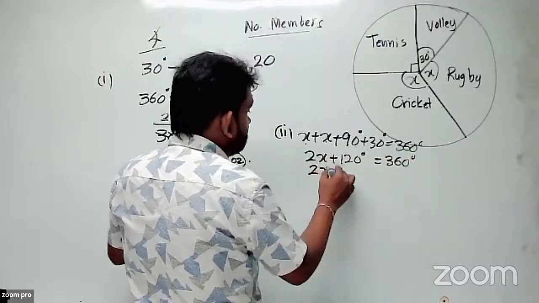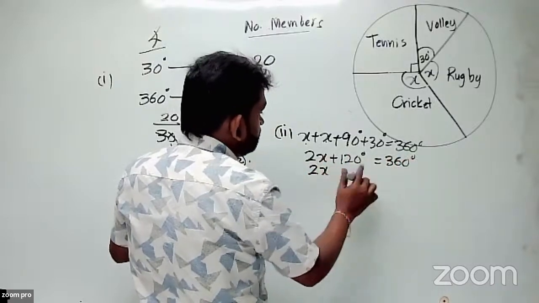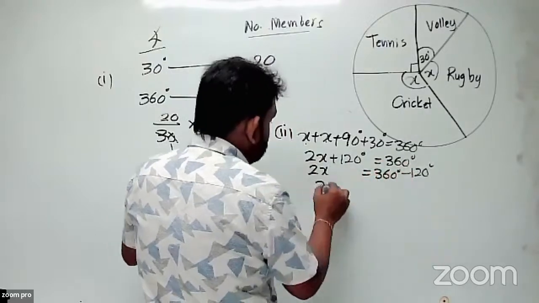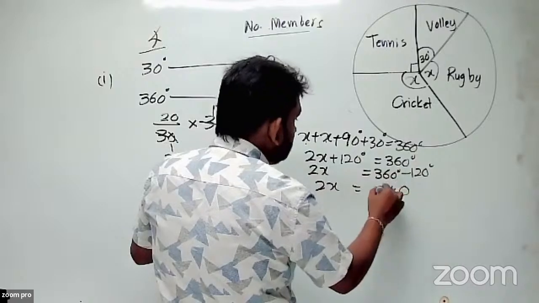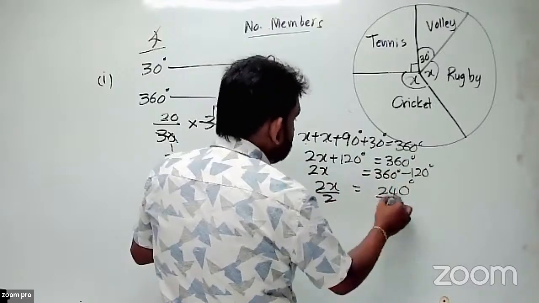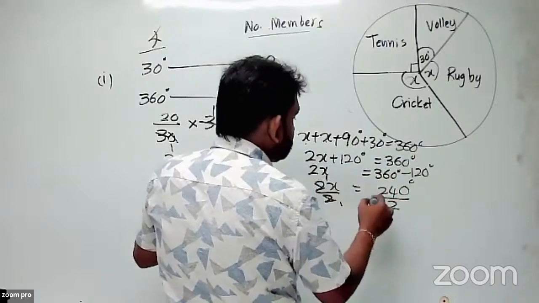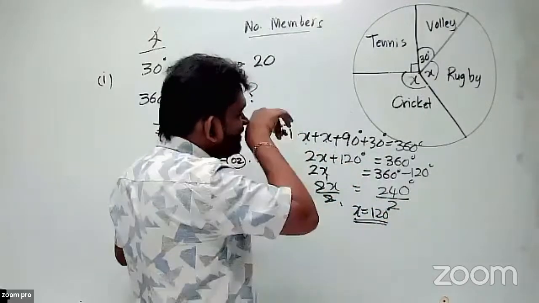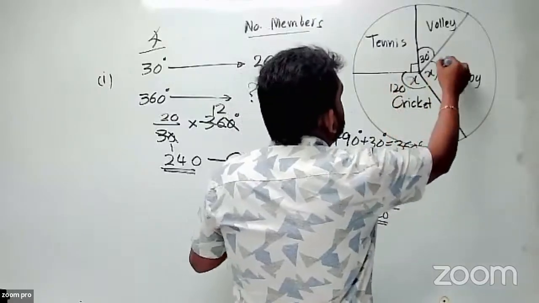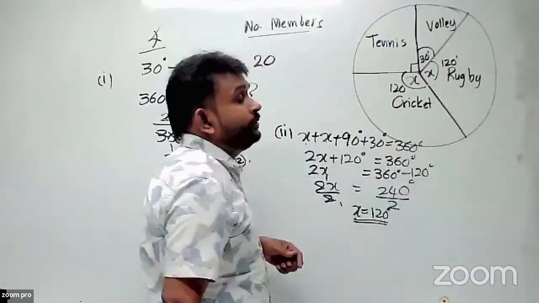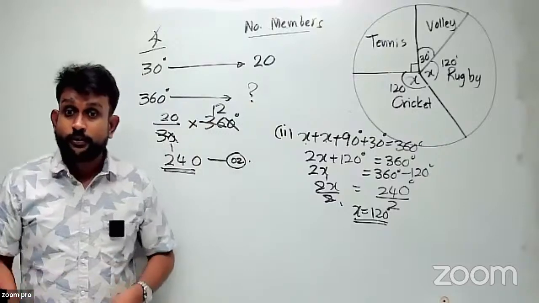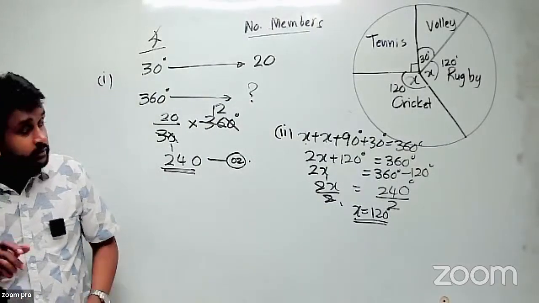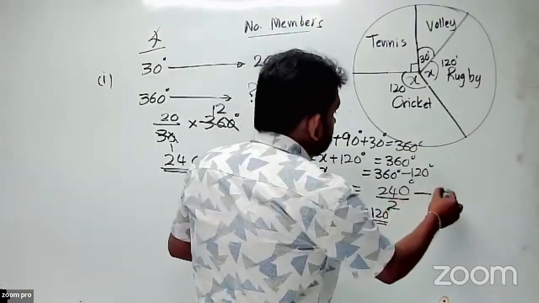Just subtract 120 from both sides, then 2x equals 240. Then divide by 2 on both sides. Then x equals 120 degrees. Right, that means the cricket angle is 120, and the rugby angle is also 120. Okay, fine. For that one you have another 2 marks.